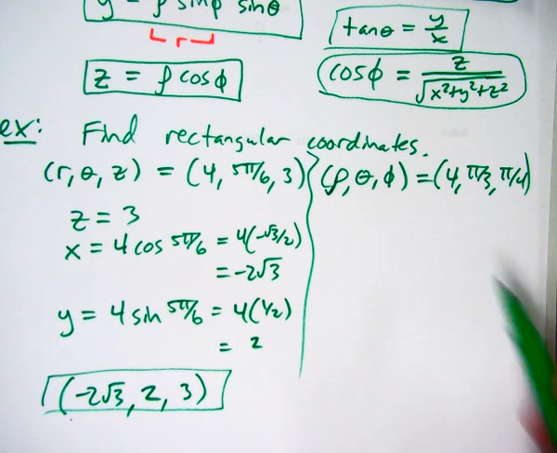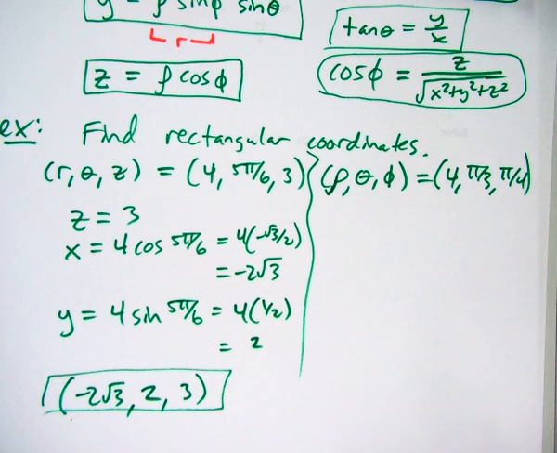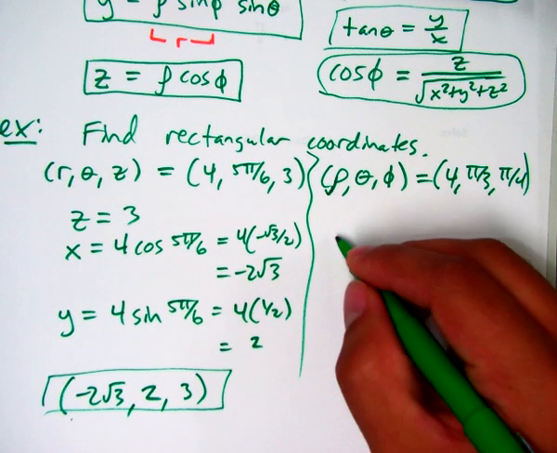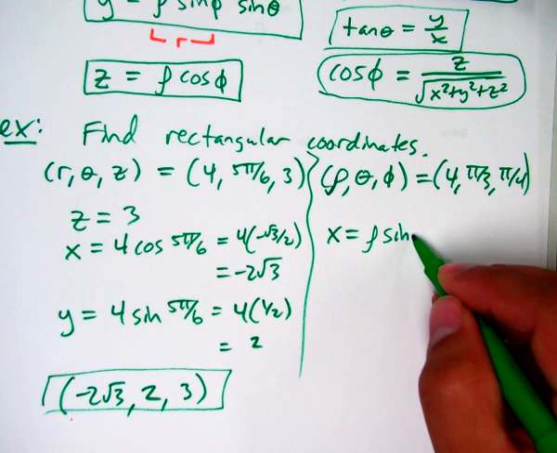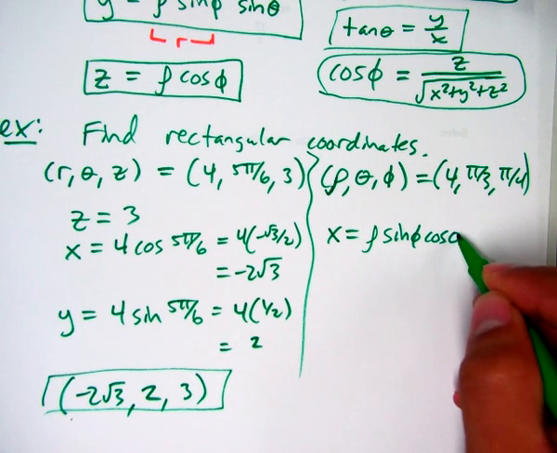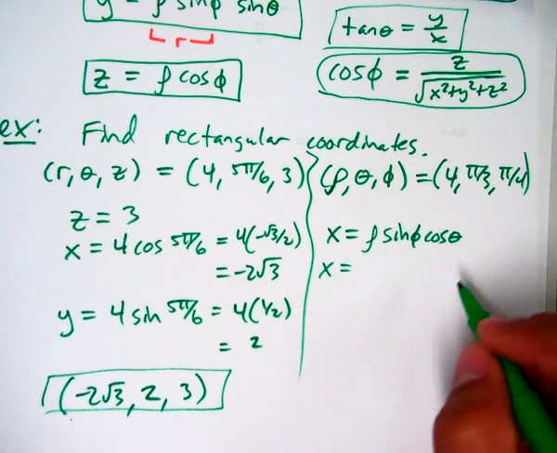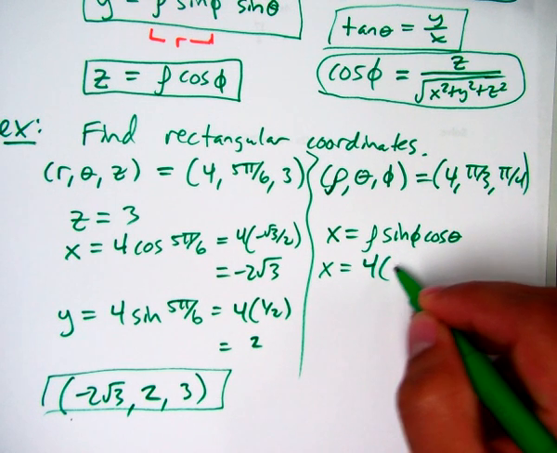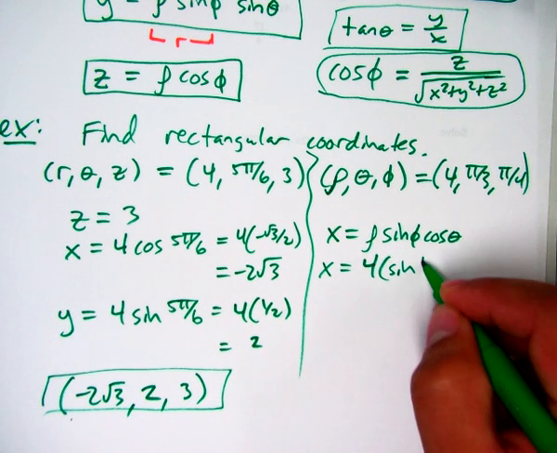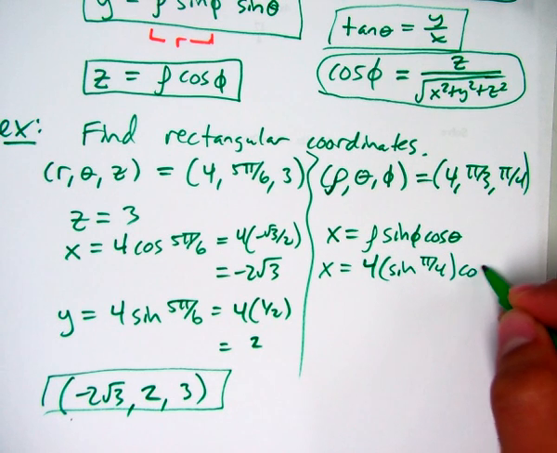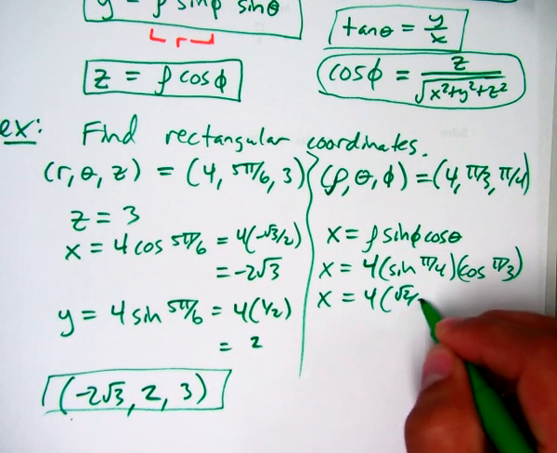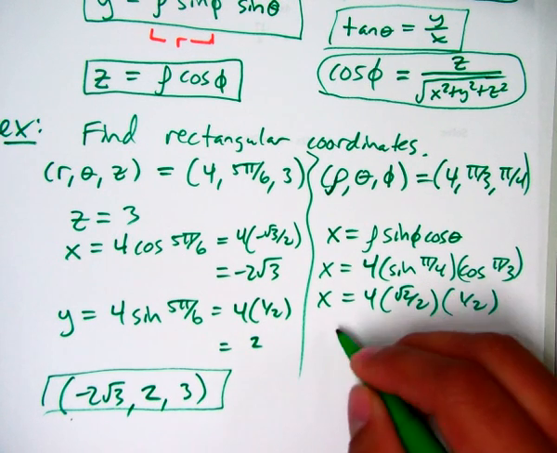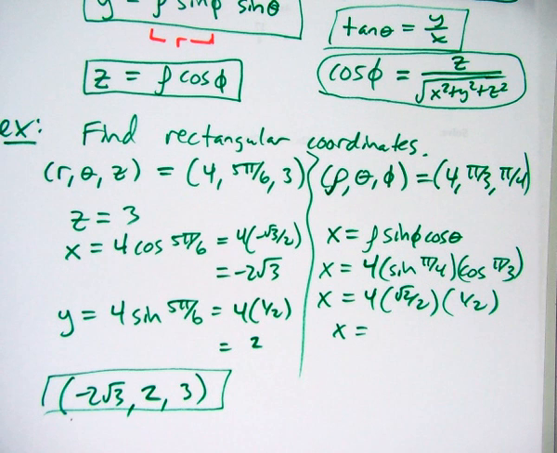Okay, in spherical, what's x? Rho sine phi cosine theta. So let's just plug everything in. Rho is 4, sine of phi, which is pi over 4, and then cosine theta, which is pi over 3. Sine of pi over 4 is root 2 over 2. Cosine of pi over 3 is a half. So that's going to be just root 2.